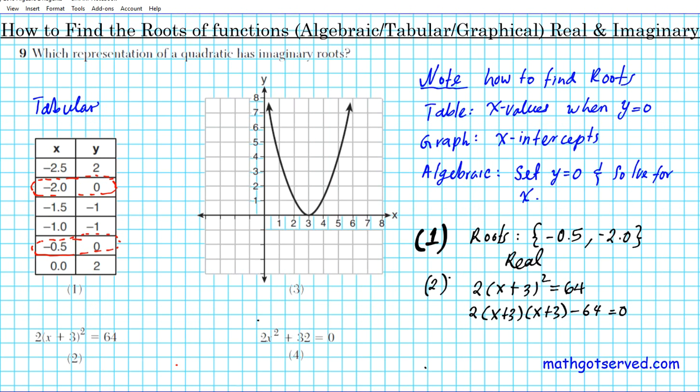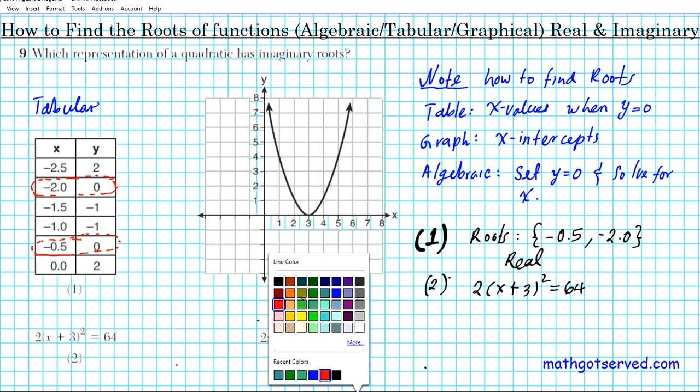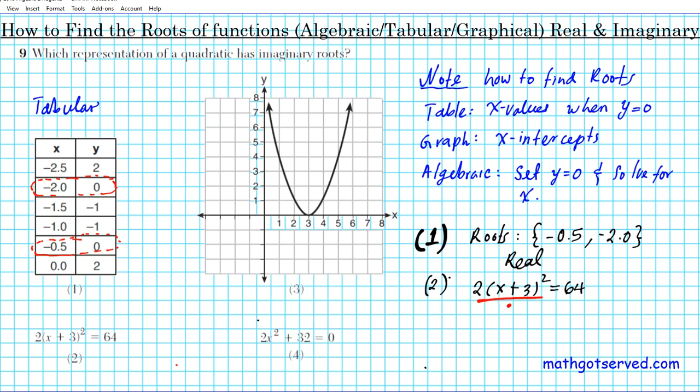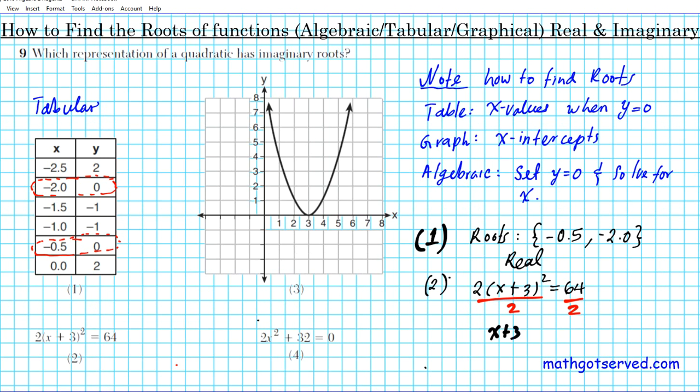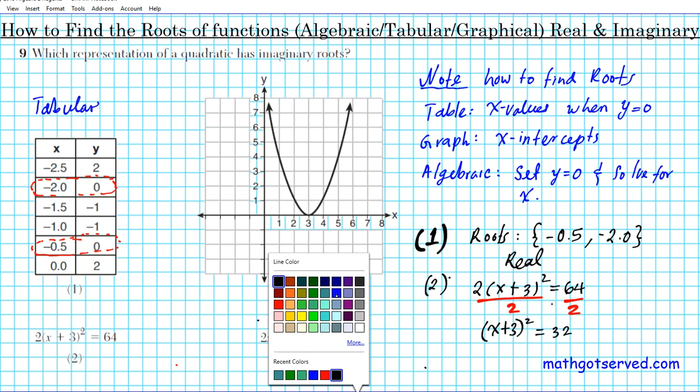Well, let's do it a different way, a way that's much faster. Since it's set up like this, we can divide by 2 and root it. Let's do it that way, instead of doing it the long way. So divide both sides by 2, and that's going to give us x plus 3 quantity squared equals 64 divided by 2, which is 32. And then we're going to take the square root of both sides.